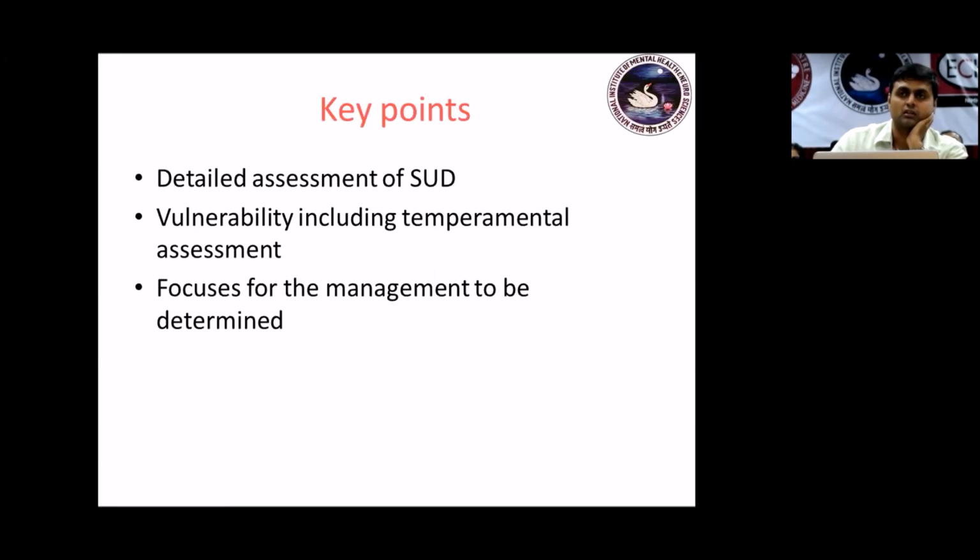Here, the rapport would have been better if you had handled the previous two sittings well. Here, you can aim at doing a detailed assessment of the substance use disorder, and the vulnerability components can also be assessed in a more detailed fashion. The actual focus and the tangible outcomes can be decided in this visit and the assessment itself.